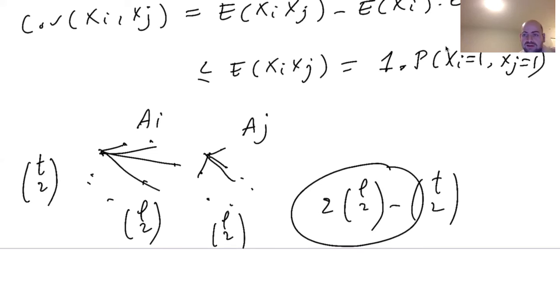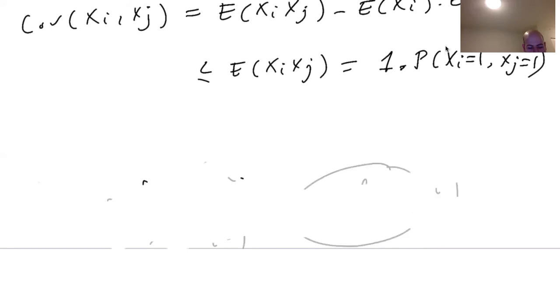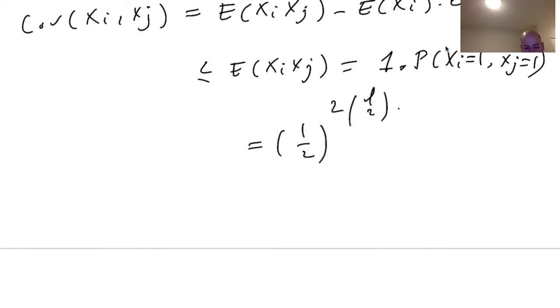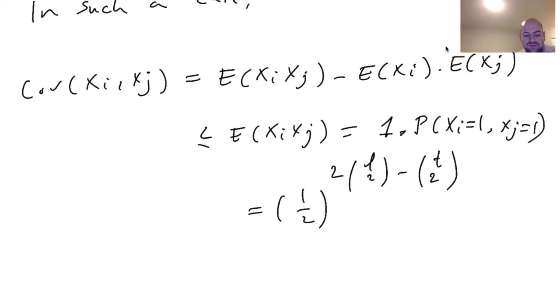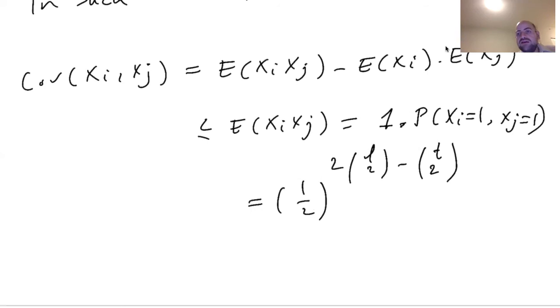And each edge, I'm assuming it appears with probability 1/2. So 1/2 to this power. So this probability is 1/2 to the power 2 times L choose 2 minus T choose 2. Okay, so this is for any fixed xi and xj, where I'm assuming that xi and xj are indicator random variables corresponding to ai and aj, and ai and aj have t vertices in common.